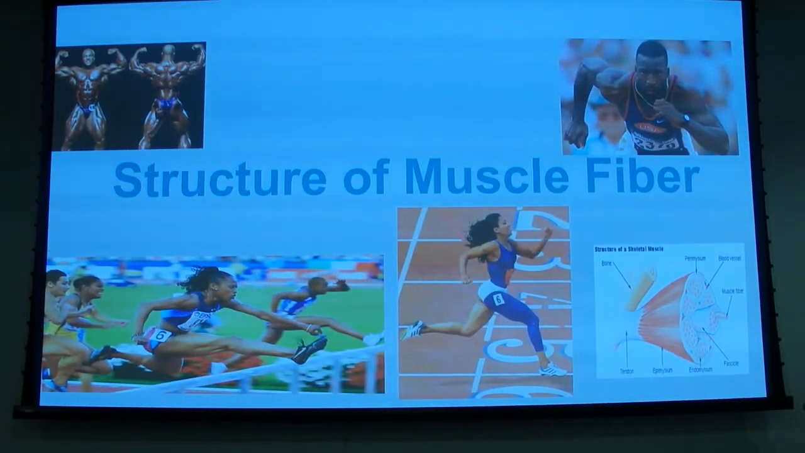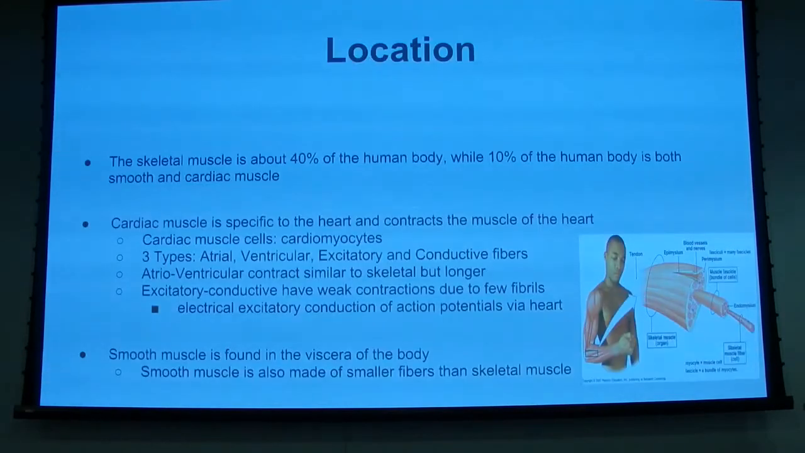Hello, I'm going to introduce to you the structure of a muscle fiber. First, let's start off with location. The skeletal muscle is about 40% of the human body, while 10% of the human body is both smooth and cardiac muscle. So think about it. Wherever there is bone, there is skeletal muscle attached.